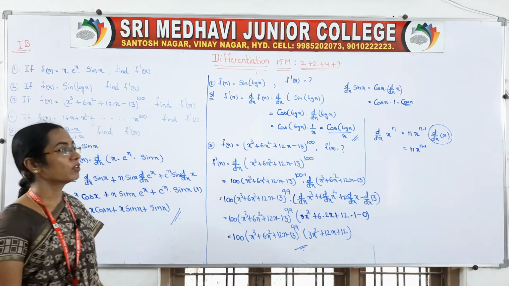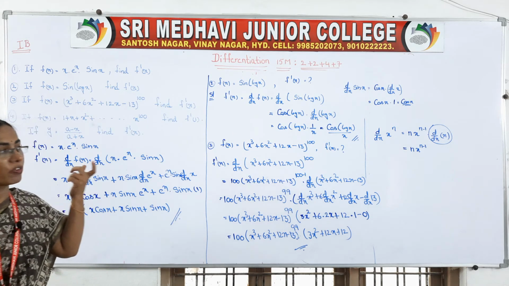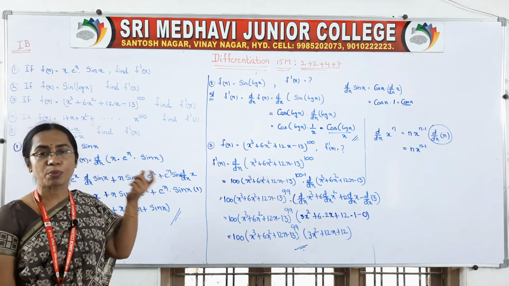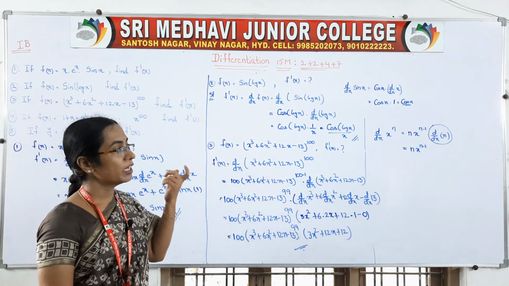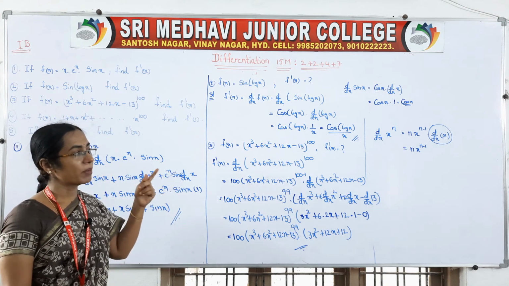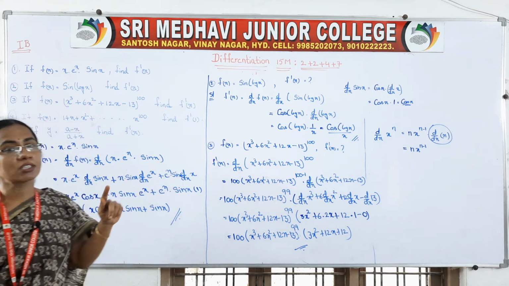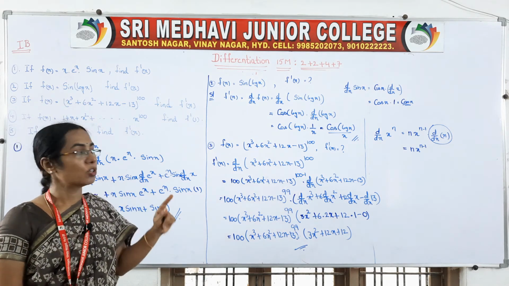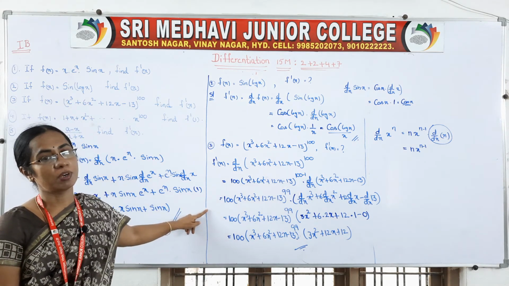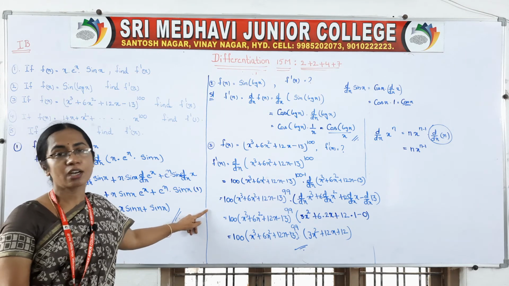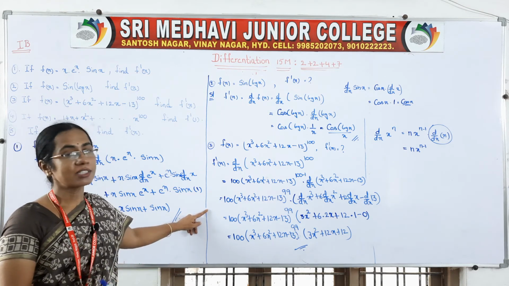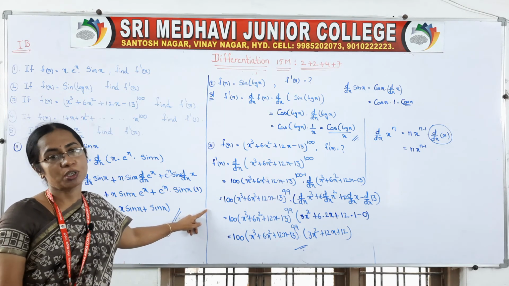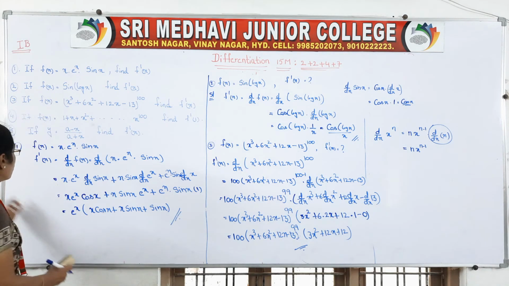So be careful. d by dx of x to the power of n, meaning variable to the power of n, is n into variable to the power of n minus 1 into d by dx of that variable. Be clear with the concept. Don't memorize the problem, each and every problem we cannot memorize. If you know the concept, you can easily do the problem. Now come to the fourth question.